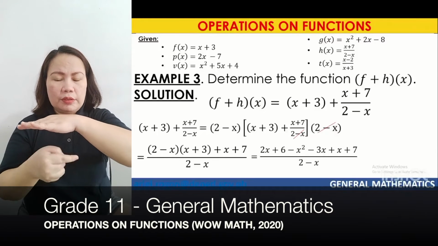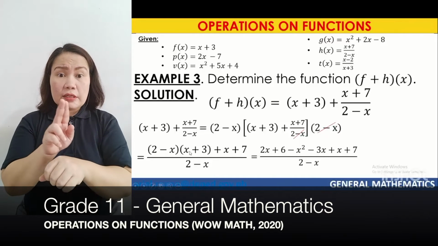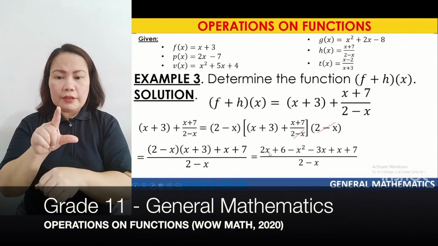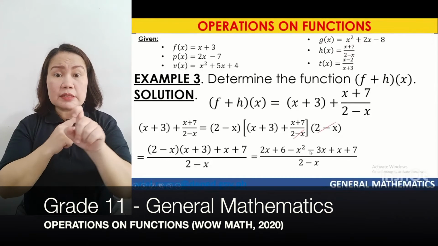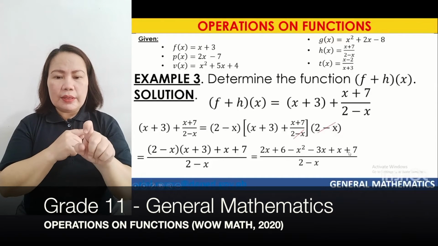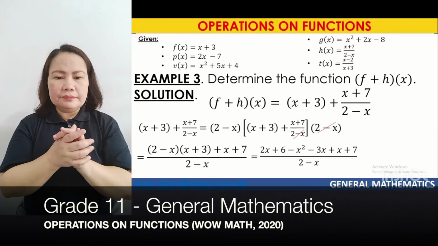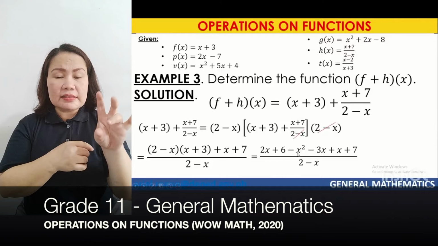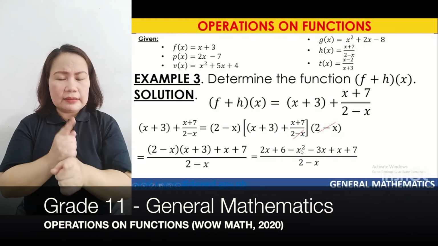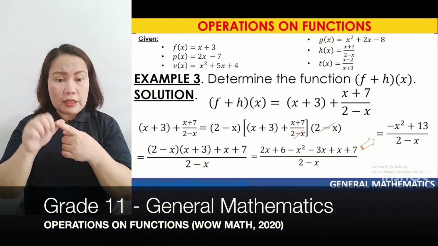Gamit si FOIL method, the answer for 2 minus x times x plus 3 is 2x plus 6 minus x squared minus 3x plus x plus 7. Hindi pa yan yung final answer. Aayusin natin yung arrangement ng sagot nyo. Since meron tayong pinakamataas na exponent, which is 2, siya yung mauuna. That will become negative x squared.